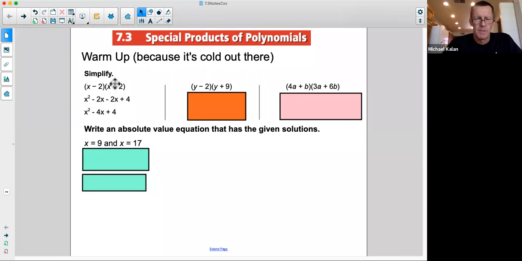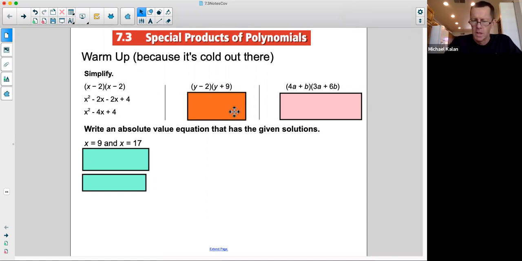So x times x is x squared, outside is negative 2x, inside negative 2x. Notice how we have two of the same thing there that we're combining together to make negative 4x, and then negative 2 times negative 2 is positive 4. So this is a positive there. Remember, it was the same binomial multiplied. So think of another way you could have written that with an exponent.